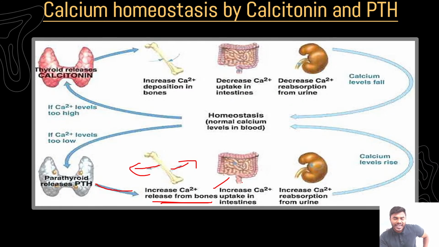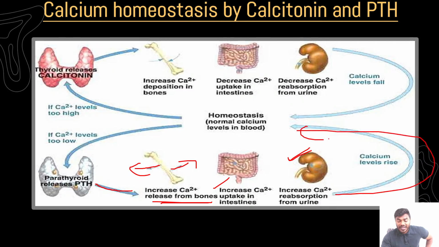Then from the food, the intestine can take up more calcium. And we have to increase the calcium reabsorption from urine, which means we should not allow the calcium to go out of the body through the urine, because the level of calcium is already low. We should not allow it. So we have to increase the reabsorption. We have to get back the calcium, not excrete it in the form of urine. As a result, friends, the calcium level rises.